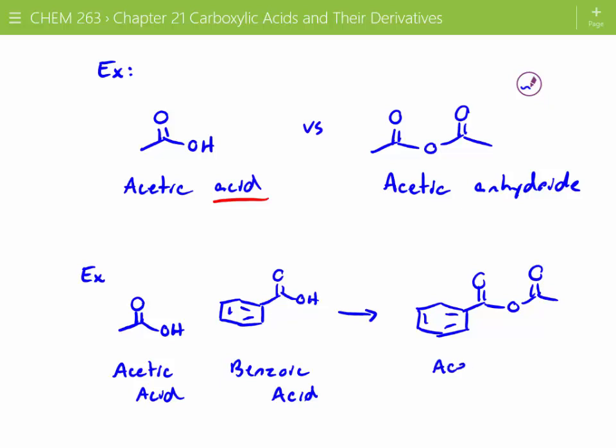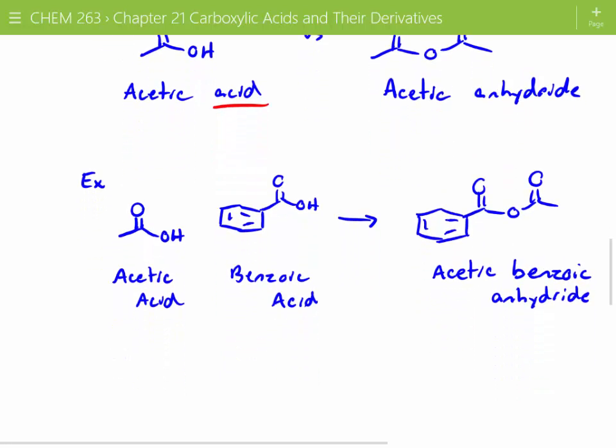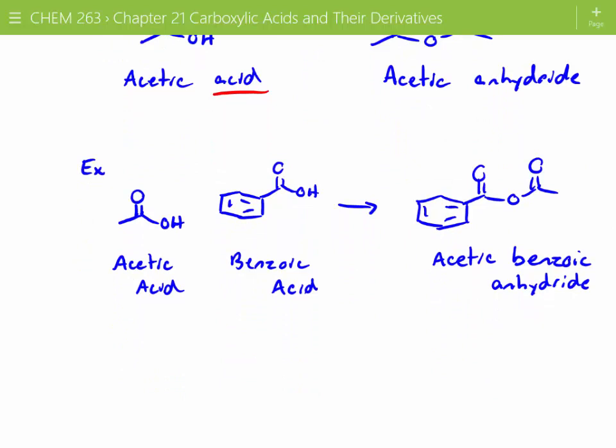This would be acetic benzoic anhydride. You don't see these very often as reagents, but occasionally you see these unsymmetrical anhydrides show up as intermediates during a synthesis. So you just mush the two names of the acids together, couple them together as an anhydride, and change the ending from acid to anhydride.